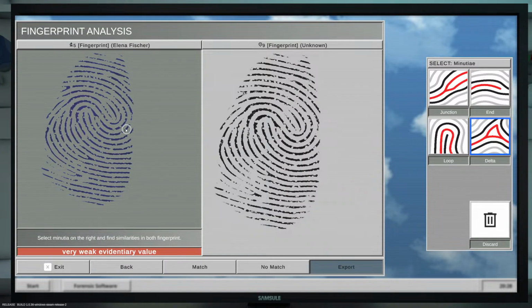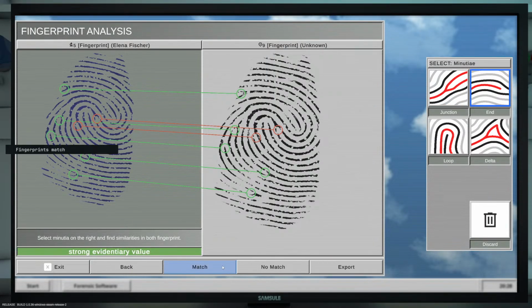Alright, let's go back. Let's do that again. Right there. That's a junction. That would be this one. I wonder why that's not matching up. Must be something wrong there. Okay, let's see. Got another junction. And one more. That one's not matching either for some reason. Alright, let's check this. This might be an end. Yeah, there we go. Match.